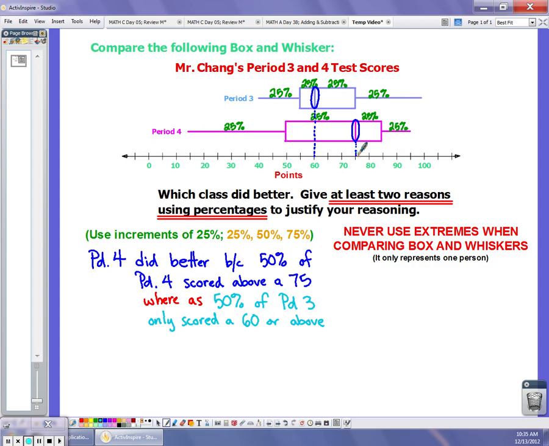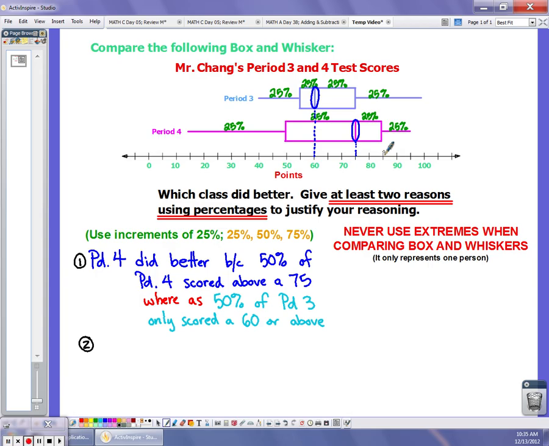Now, that's just one reason, and they asked us to find at least two reasons. So I'm going to find another reason. One way is to compare our medians. We could have done the same thing with our upper quartiles. We can compare our two upper quartiles here. In period 3, the upper quartile is at 75, which means 25% of our class scored a 75 or higher. Whereas in period 4, my upper quartile is an 85, so 25% of period 4 scored an 85 or higher. I could have done the same thing just looking at my upper quartiles rather than my median.